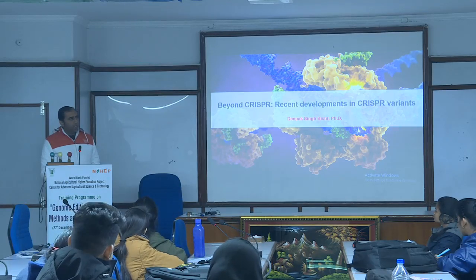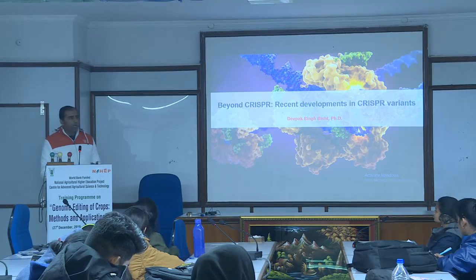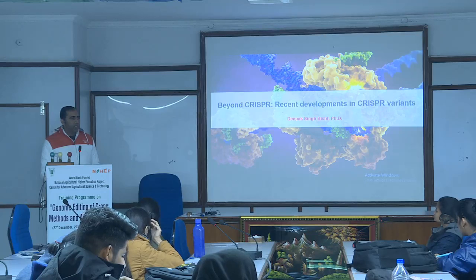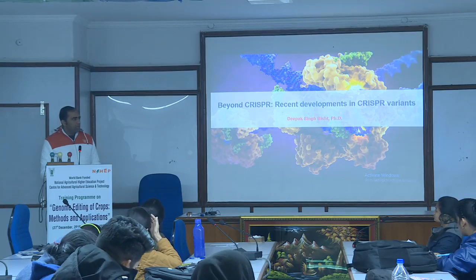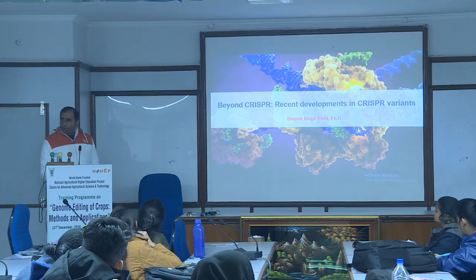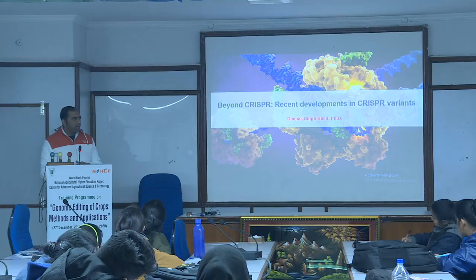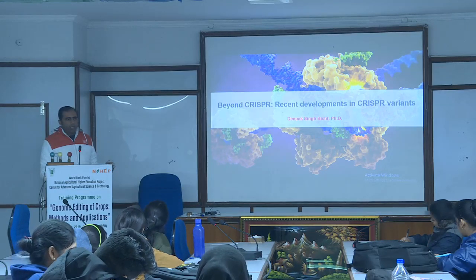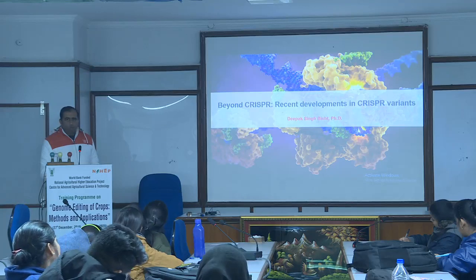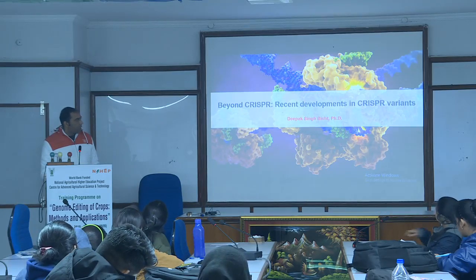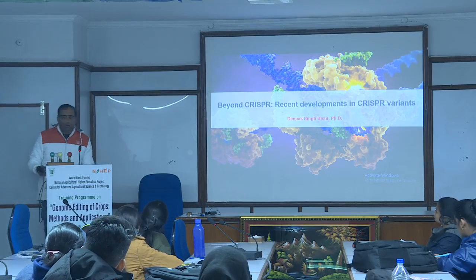After his PhD, he moved from brassica to rice, and now he is working on sheath blight, which is one of the most important diseases of rice. He is using genomics and transcriptomics approaches for gene identification related to sheath blight resistance, and he has identified some genes. Now he is applying genome editing technology for sheath blight. So now he is giving a talk on recent developments in CRISPR variants. I invite Dr. Deepak Singh Bisht to give the talk.